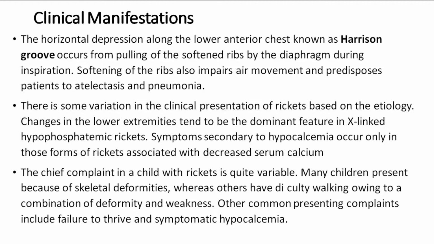There is some variation in the clinical presentation of rickets based on the etiology. Changes in the lower extremities tend to be the dominant feature in X-linked hypophosphatemic rickets. Symptoms secondary to hypocalcemia occur only in those forms of rickets associated with decreased serum calcium. The chief complaint in a child with rickets is quite variable. Many children present because of skeletal deformities, various others have difficulty walking due to a combination of deformity and weakness. Other common presenting complaints include failure to thrive and symptomatic hypocalcemia.